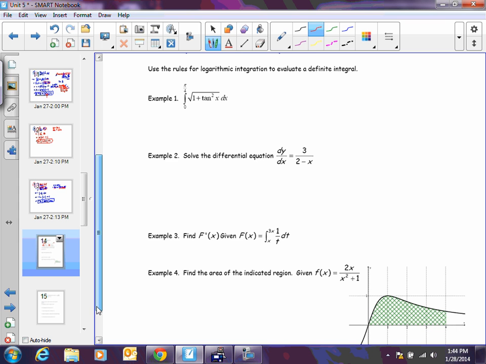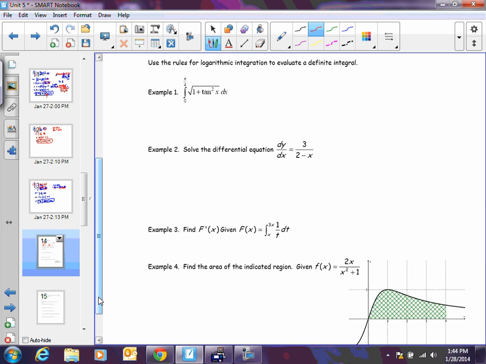Okay, so let's look at example 1. We're going to evaluate this definite integral, so we have bounds. Now, if we do a u substitution, we know we're going to have to change those bounds. So let me ask you, do you think this is a u substitution problem? Yeah. Okay, it kind of seems like that, right? Because it's complicated. So what are you going to let u equal?